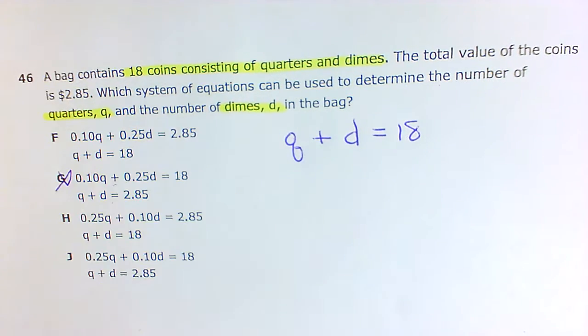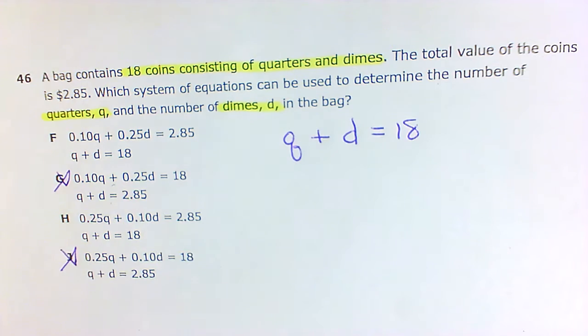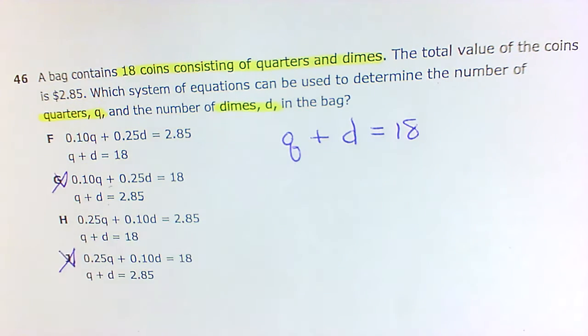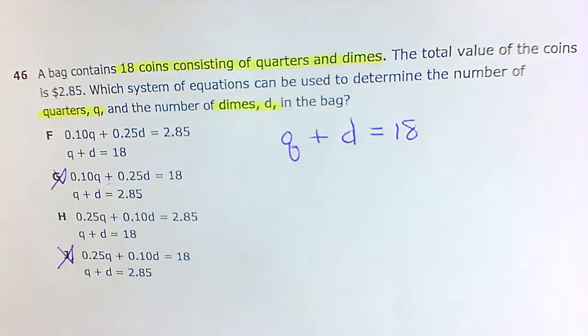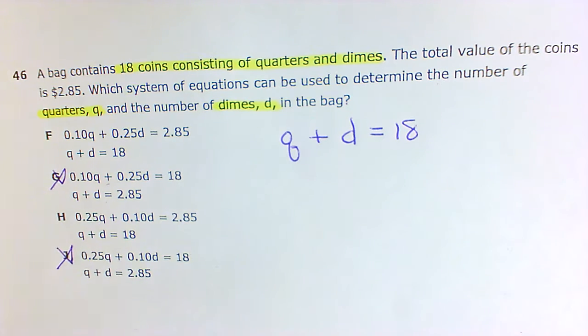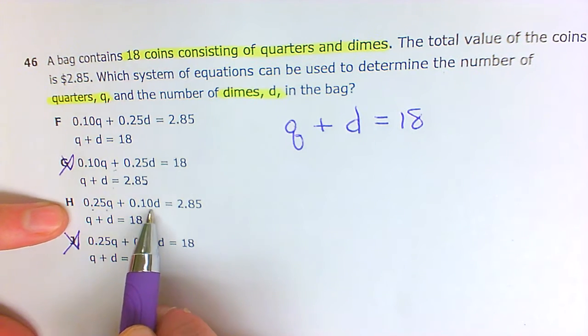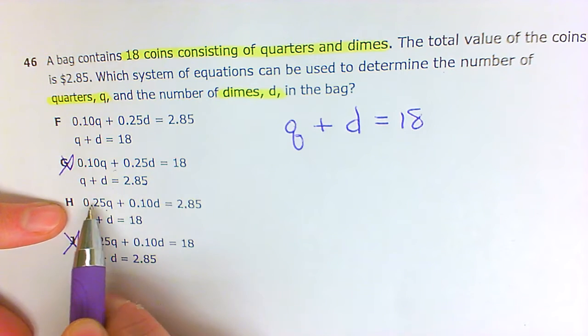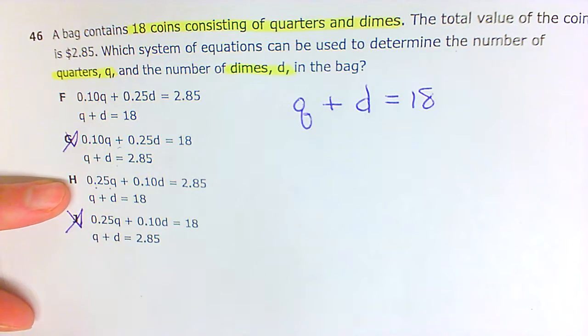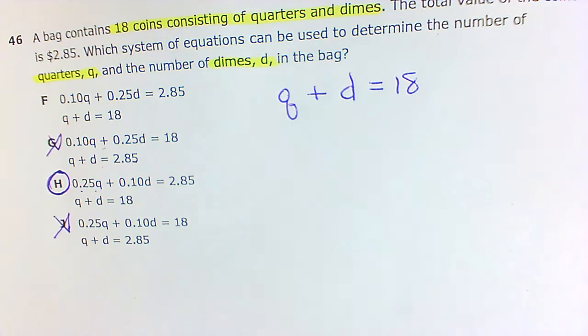So right away, I get rid of G and I can get rid of J. Okay. Between the other two, those are talking about how much each coin is worth. Now, a quarter is 25 cents, so I should have 0.25 times my quarters and 10 cents for every dime, and when you add up all of that, it equals $2.85. So that's why this one should be answer choice H.